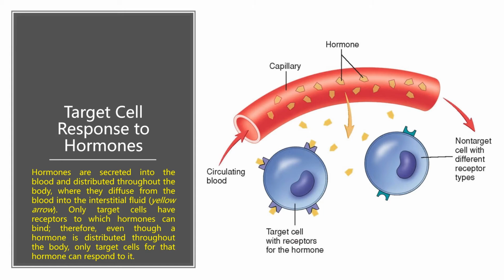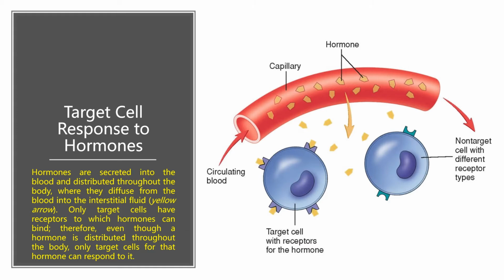So this is an example of the target cell response to hormones. So hormones are secreted into the blood and distributed throughout the body, where they diffuse from the blood into the interstitial fluid. So with this one, only the target cells have receptors to which hormones can bind. Therefore, even though a hormone is distributed throughout the body, only target cells for that hormone can respond to it.